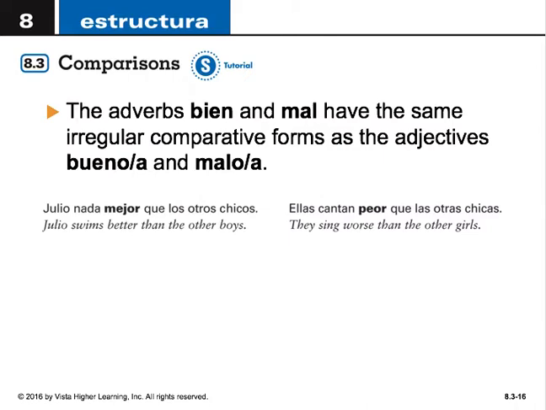The adverbs bien and mal have the same irregular comparative forms as the adjectives bueno, buena, and malo, mala. For example, Julio nada mejor que los otros chicos. Julio swims better than the other boys. O ellos cantan peor que las otras chicas. They sing worse than the other girls. So bien, meaning well, and good both use mejor, better. And same, mal, meaning bad or poor, something poorly done, uses the same irregular comparative as malo, mala, which is peor, meaning worse.